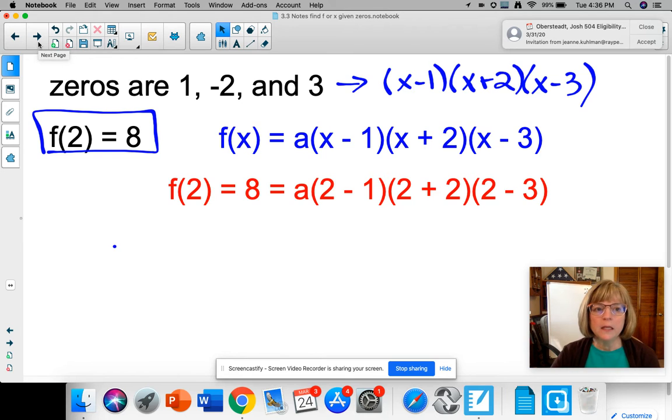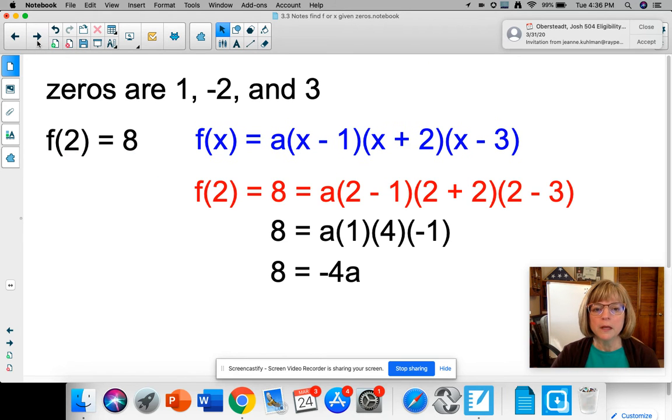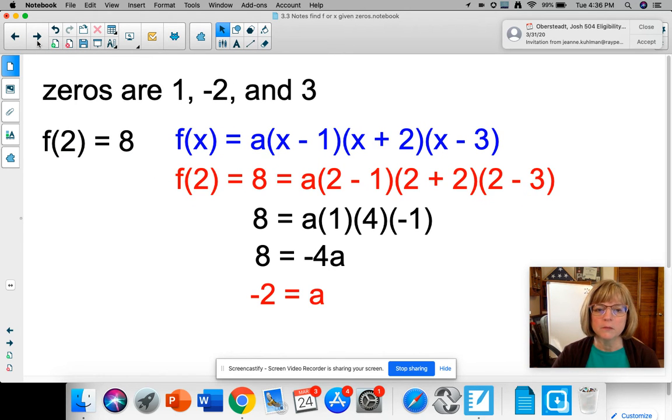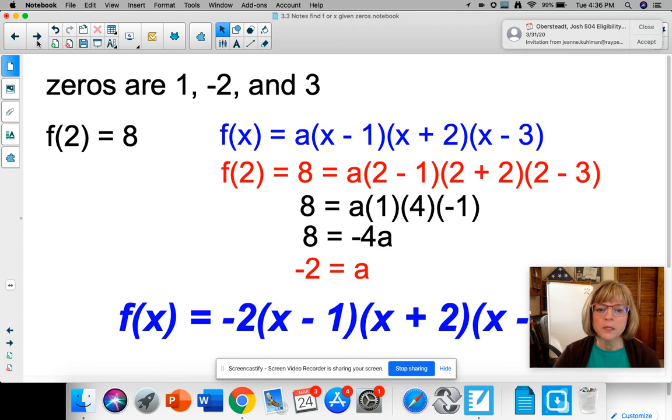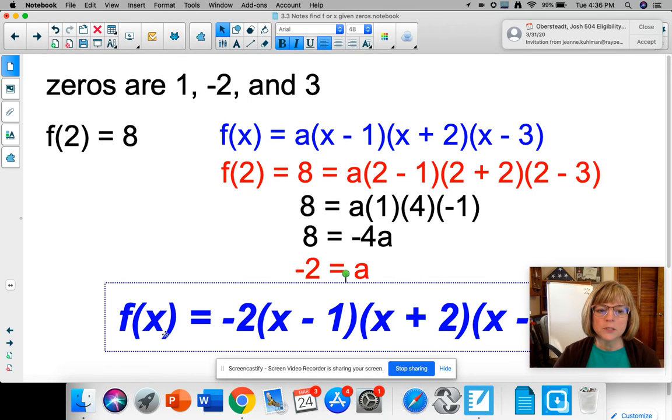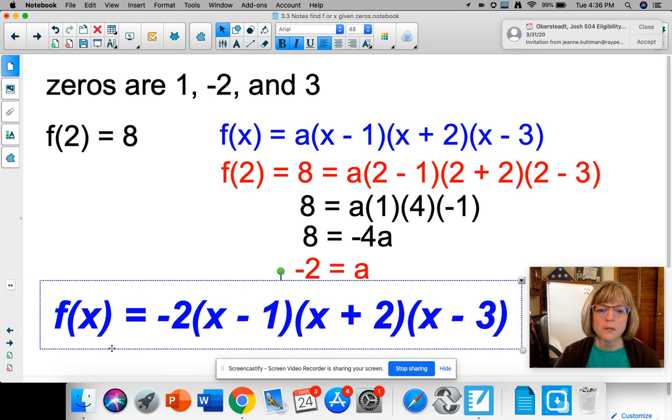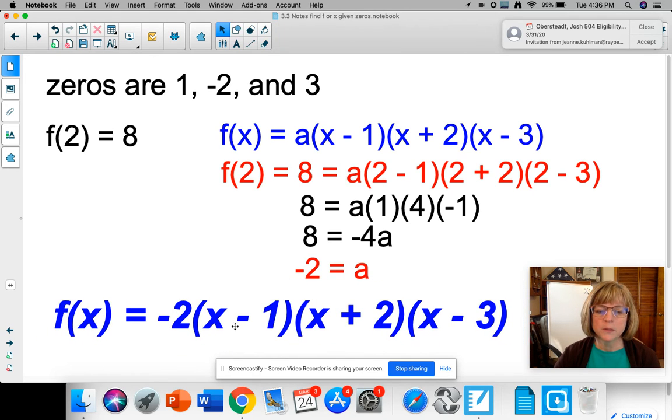Now that a is there to ensure that we correctly calculate a coefficient if necessary. And by looking at the work here, it looks like we need a coefficient of -2. So we don't just have the correct factors, x minus 1, x plus 2, and x minus 3, but we also need this coefficient here.